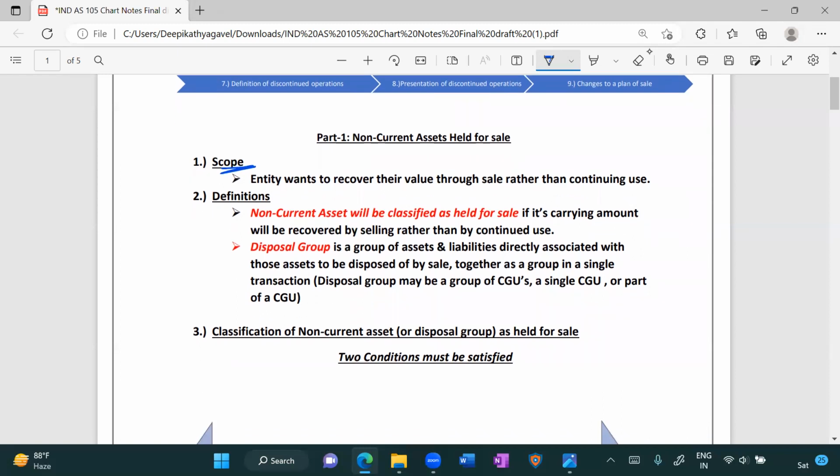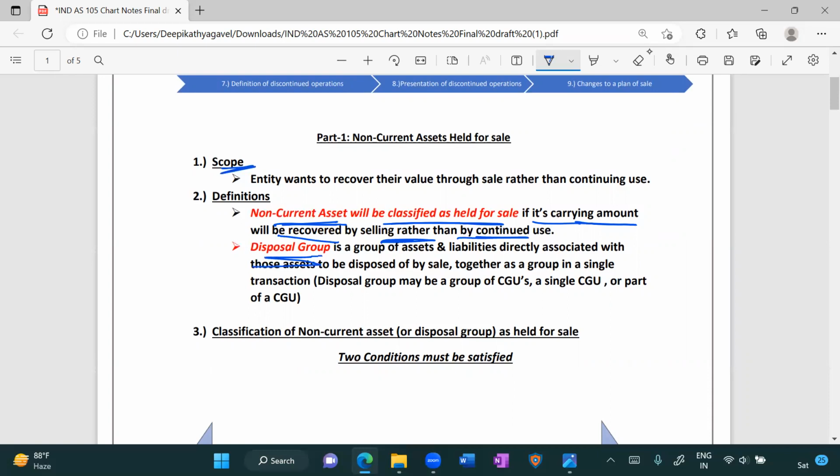Some important definitions that you need to learn in this chapter. First is, what are non-current assets classified as held for sale? It is nothing but, again, the same thing: if its carrying amount will be recovered by selling rather than by continuous use. So in case I want to recover the carrying amount of the asset by selling the asset rather than using it in my operations, then I will call it non-current assets held for sale. Such non-current assets will be classified under Ind AS 105 as non-current assets held for sale.